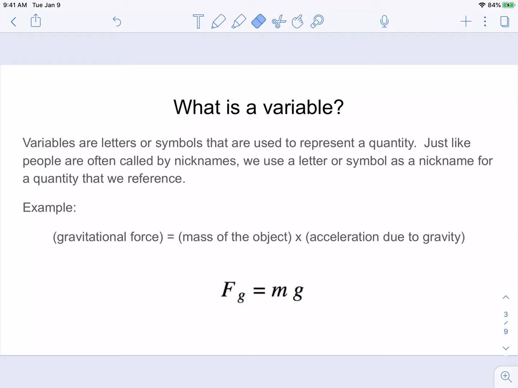So let's talk about what a variable is. It's a term we use all the time and just expect people to know. A variable in physics is a letter or a symbol that represents something else. Just like instead of somebody calling you by your full name, they might call you by a nickname. Why? Because it's shorter and easier to reference, right?